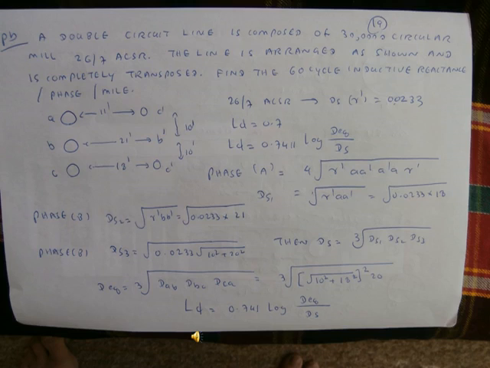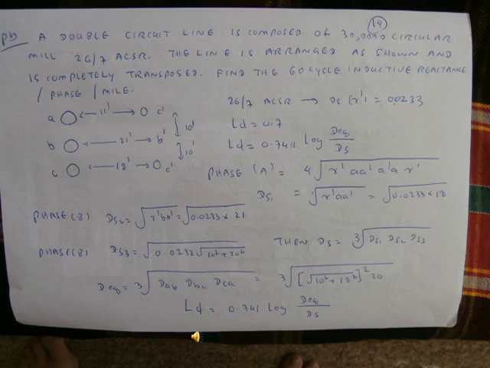Phase B, DS2 is equal to the square root of R dash multiplied by BB dash. That will be the square root of 0.0233 multiplied by 21. Phase C, DS3 is equal to the square root of 0.0233 multiplied by the square root of 10 square plus 20 square. Then DS is equal to the cube root of DS1, DS2, DS3.